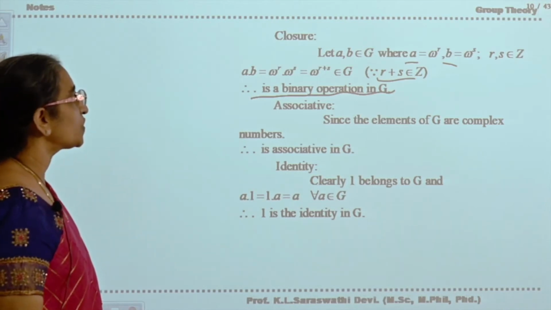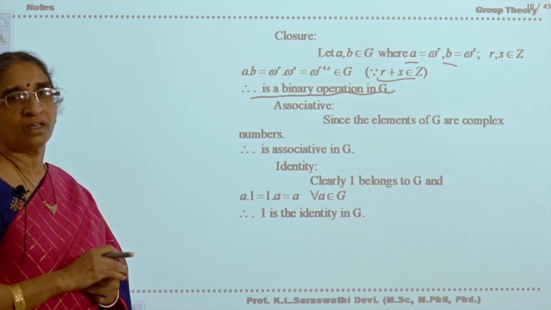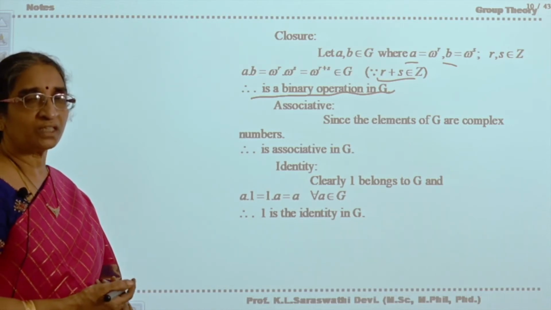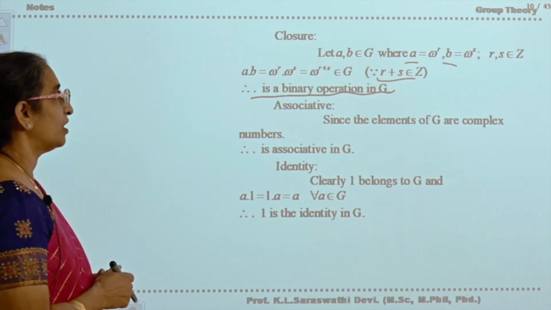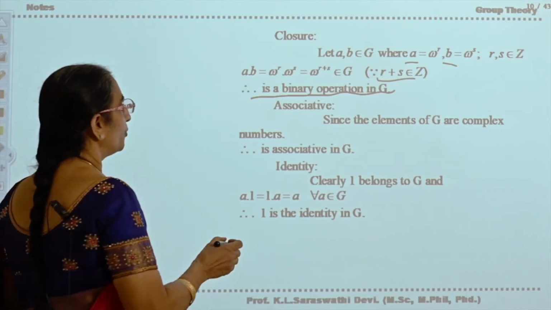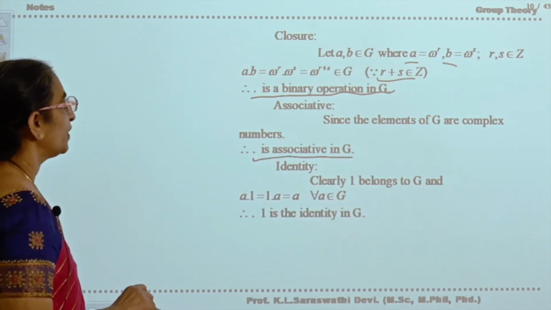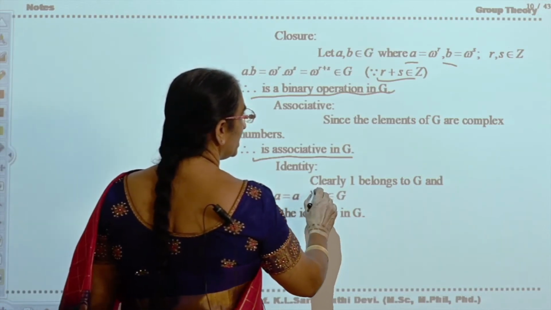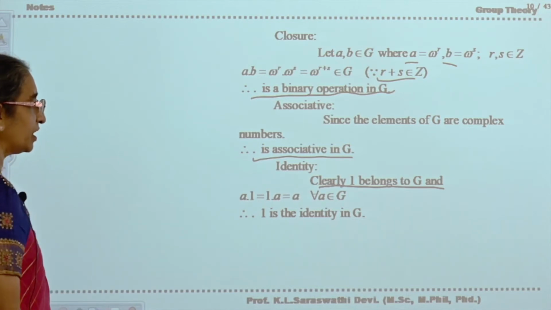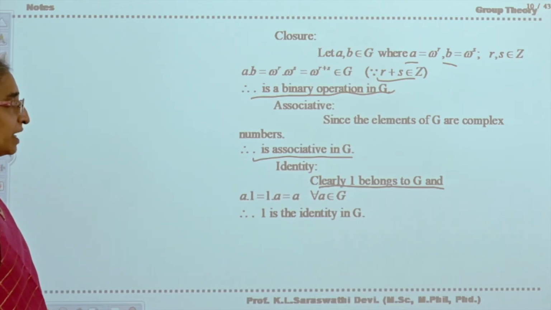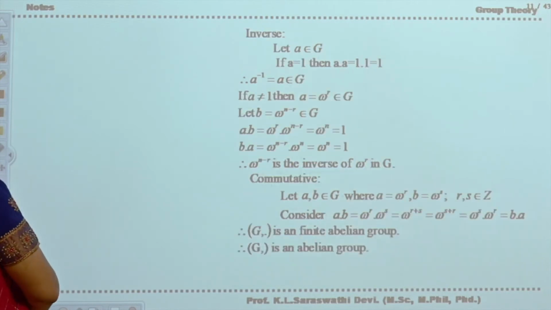Next, associativity. Since the elements of G are complex numbers, and you know the set of all non-zero complex numbers forms a group with respect to multiplication, associativity follows from the set of complex numbers. Next, identity. Clearly 1 belongs to G and a dot 1 is equal to 1 dot a is equal to a. Therefore, 1 is the identity in G. The first element you have taken is 1, so that will be the identity.